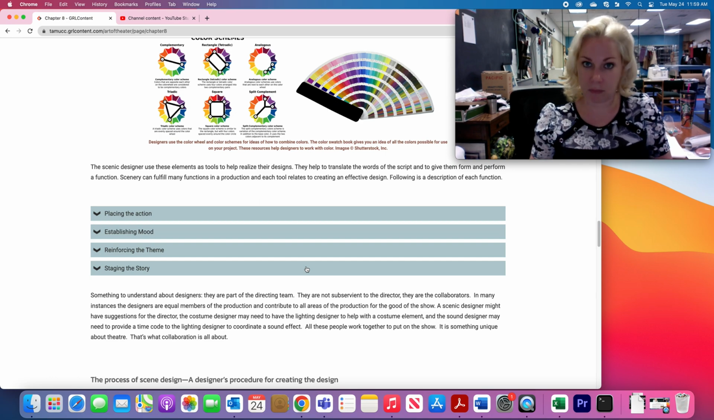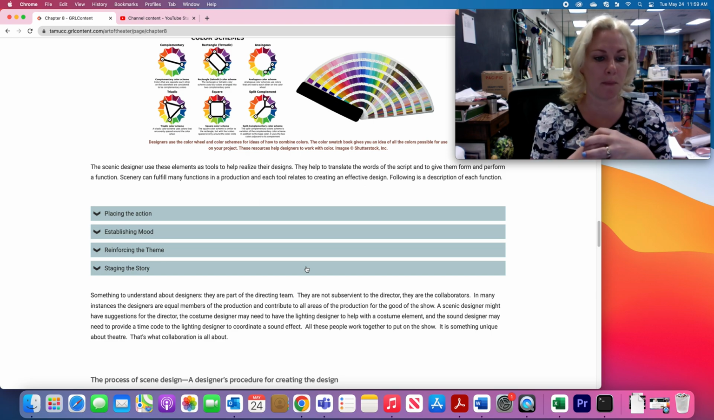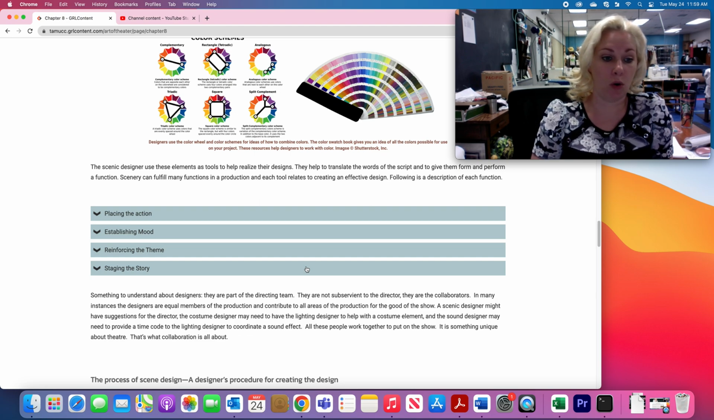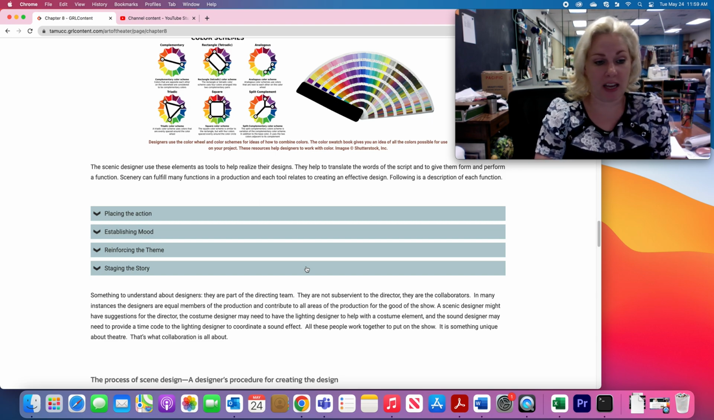Establishing the mood. Is it fun and happy? Is it solemn and reflective? So establishing that mood. Reinforcing the theme. What is the theme, the idea, the overarching goal here? And so, like Sweeney Todd, you've got an idea of revenge. Okay, how can you work that into your set?